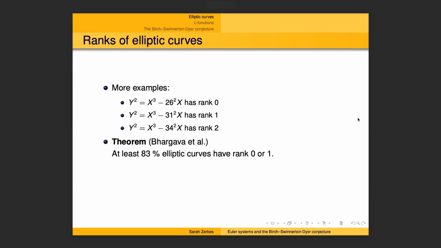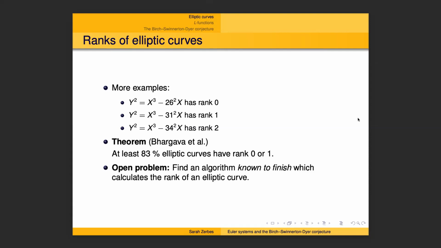So what else is known about the rank? Well, Bhargava and his collaborators have shown that at least 83% of elliptic curves have rank 0 or 1. In fact, one expects that it's 100%. So elliptic curves with higher rank should be extremely rare in the set of all elliptic curves. But it is an open problem to find an algorithm known to finish which computes the rank of an elliptic curve. So we run into precisely the same problem. We have an algorithm, the descent algorithm. It has worked in every example we have tried, and we can't prove that it finishes.